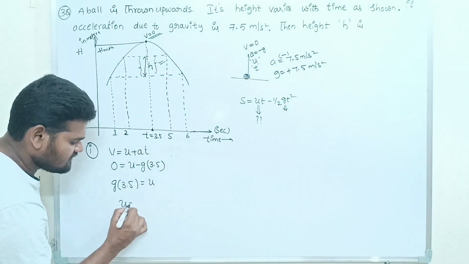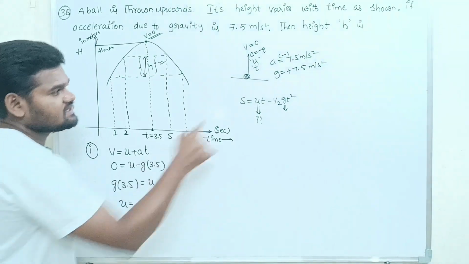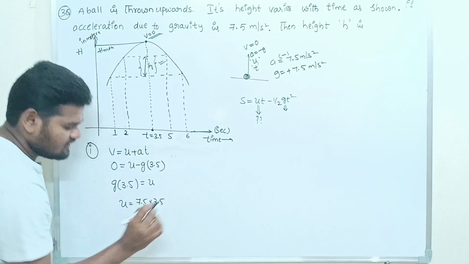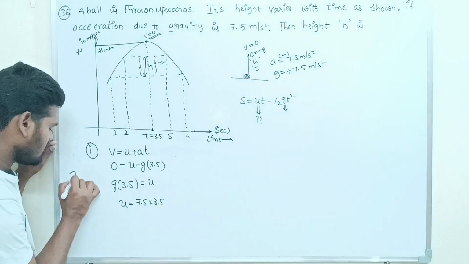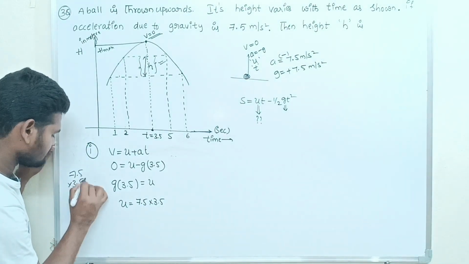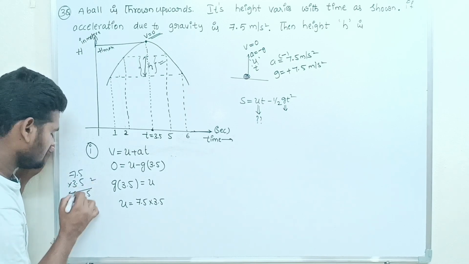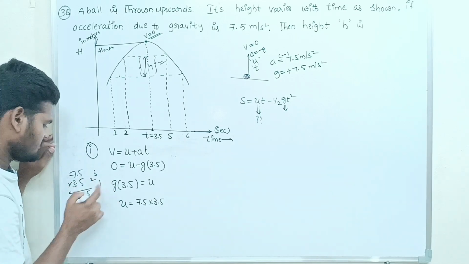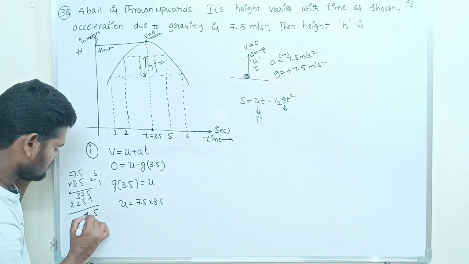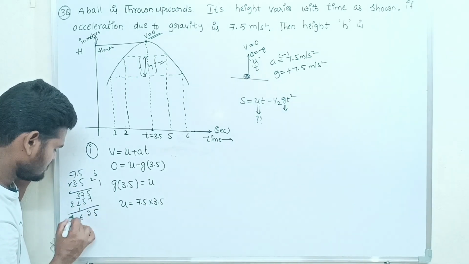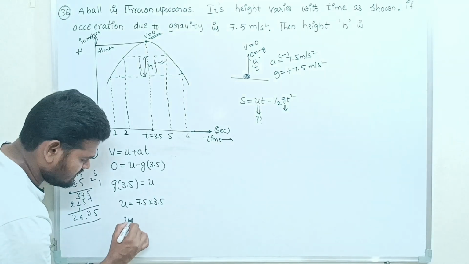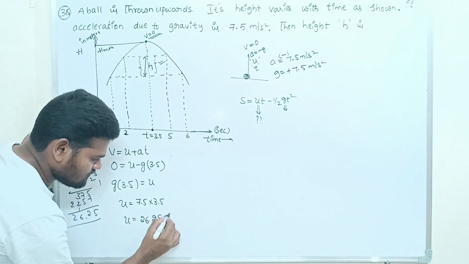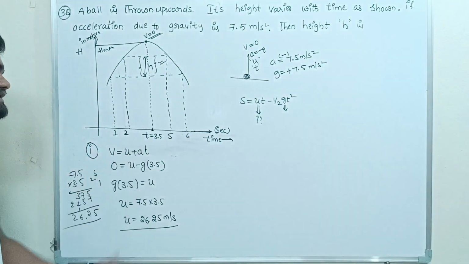Now we can easily find the value of u. What is the value of g? 7.5 is given, into 3.5. So 7.5 into 3.5, how much? Have a look. 26.25. The initial velocity of the object is equal to how much? 26.25 meter per second. We got the initial velocity.